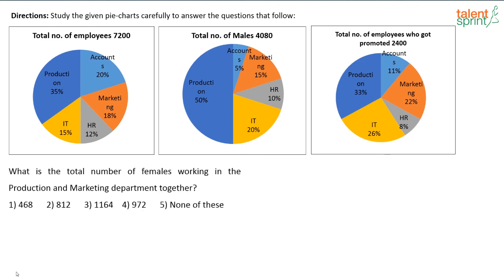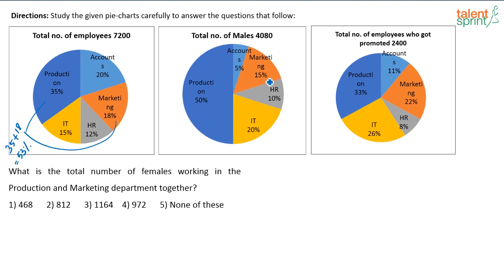Okay. Next. What is the total number of females working in the production and management department together? So how will you do that? Find the total number of employees who work in the production and management department together and then subtract the number of males working in the production and management department together. That will give you the answer. So production and marketing, right? Production and marketing put together will be 35 plus 18, or 53% of people work in production and marketing.